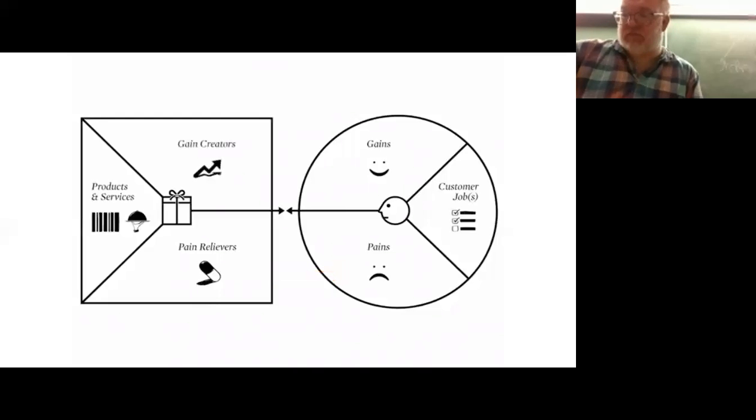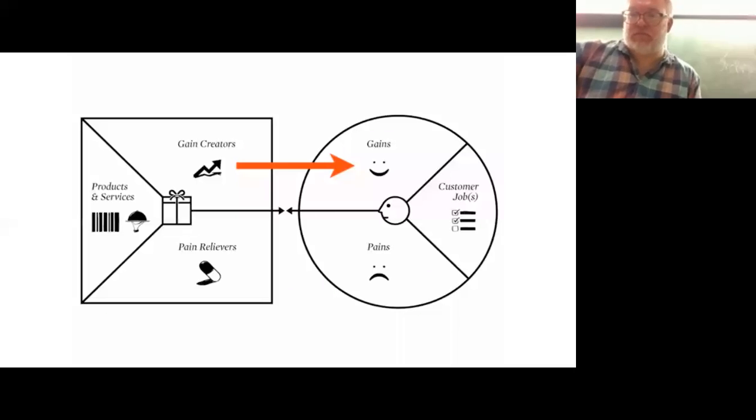They show which of all the customer pains your value proposition is addressing by eliminating or reducing them. And the next aspect here are the gain creators. They make explicit how your products and services create customer gains. They show which of all the customer gains your value proposition is addressing by creating benefits and outcomes.